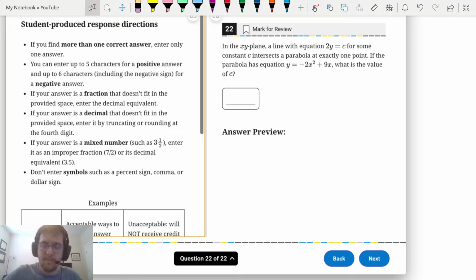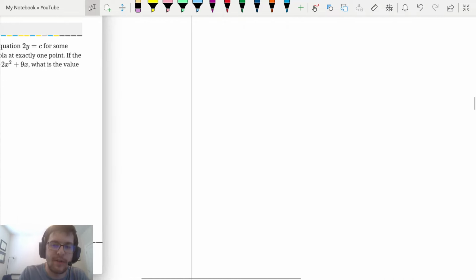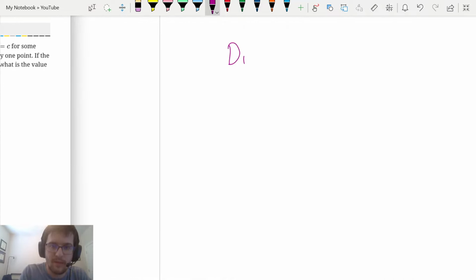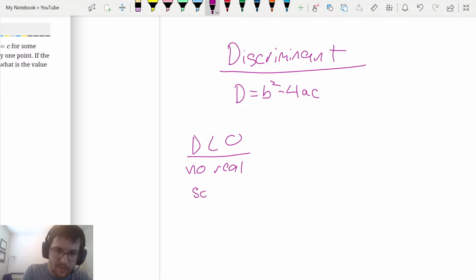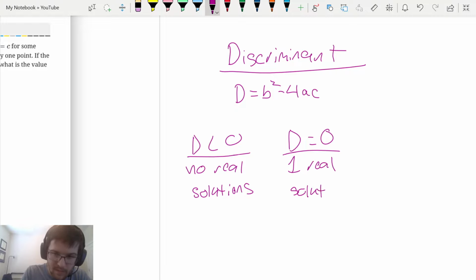So first, you have to know the discriminant. This is an equation that's not on the formula sheet. So d equals b squared minus 4ac. And when d is less than 0, you have no real solutions. This is for quadratics in standard form. When d is equal to 0, you have one real solution. And when d is greater than 0, you have two real solutions.